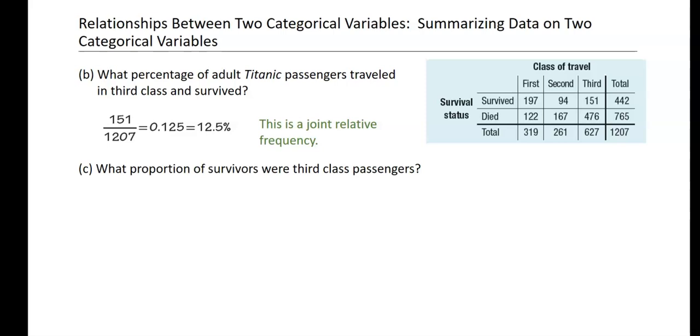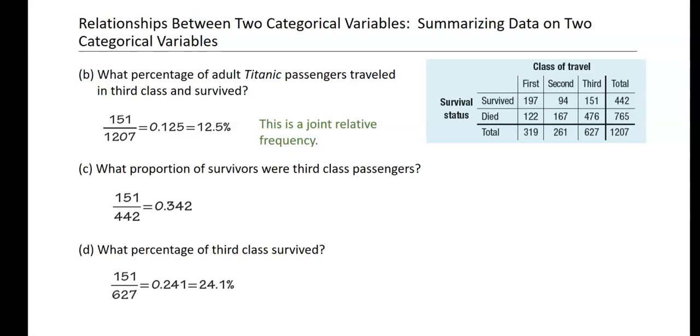What proportion of survivors, so of the survivors, 442, were third class? So 151 out of the 442. And then finally, what percentage of third class survived? So of the third class, those two questions look awfully alike, but they're different because they're different conditions. This says of the third class, given that you're third class, well, there's only 627 of you. How many of those folks survived? 151. So it's a different question. It depends what's the condition or the given statement. Out of what group are we picking from, so to speak?